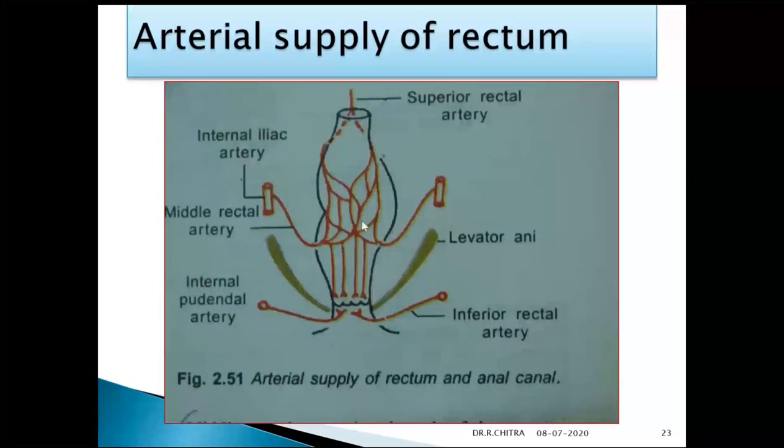So this is the diagram for the arterial supply of the rectum. This is the superior rectal artery, which is the continuation of the inferior mesenteric artery. The middle rectal artery is from the anterior division of the internal iliac artery, and this is the inferior rectal artery from the internal pudendal artery.